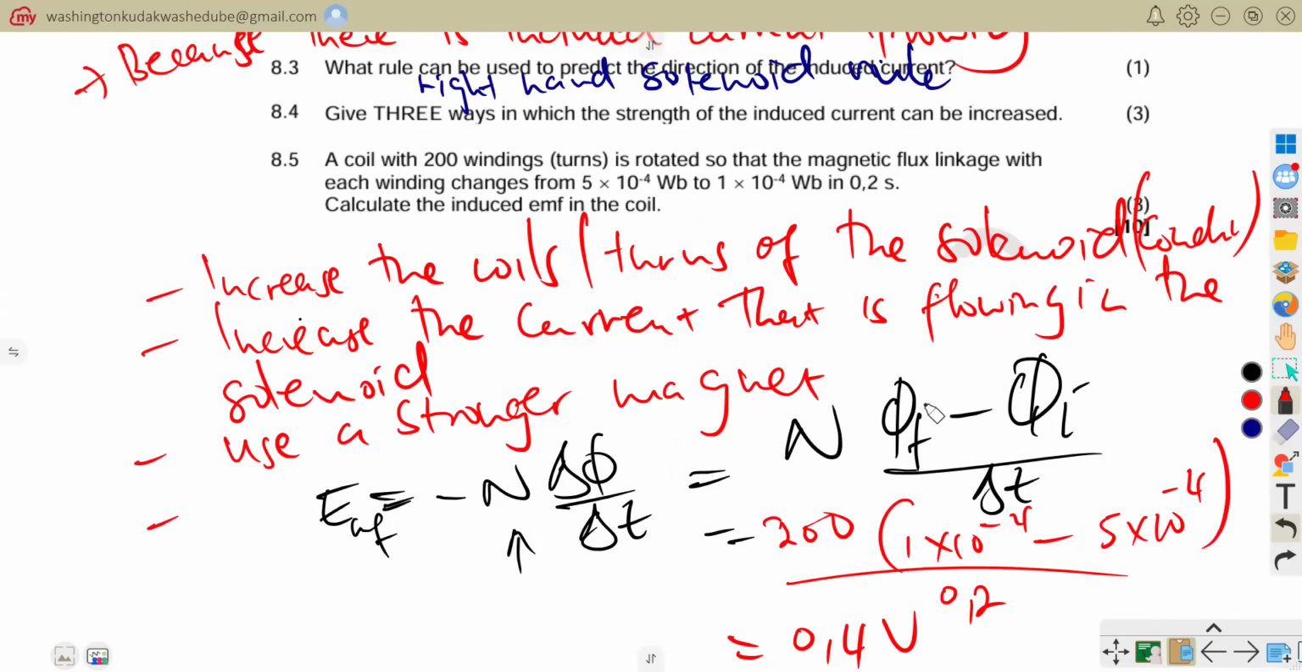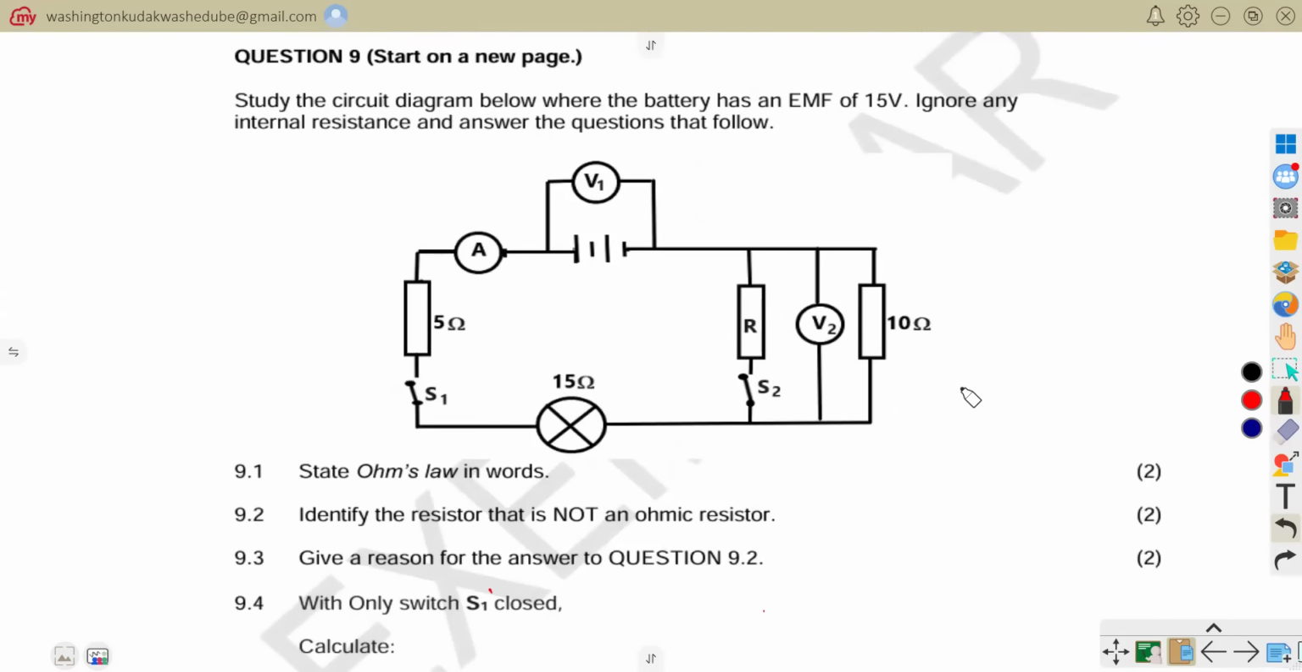Now let's go to our last and final question, which is question number 9. Question number 9 was saying, state Ohm's law in words. Ohm's law can be given by I being directly proportional to V over R.